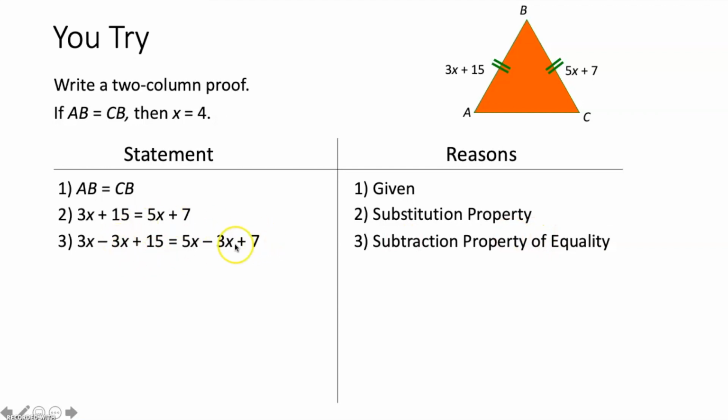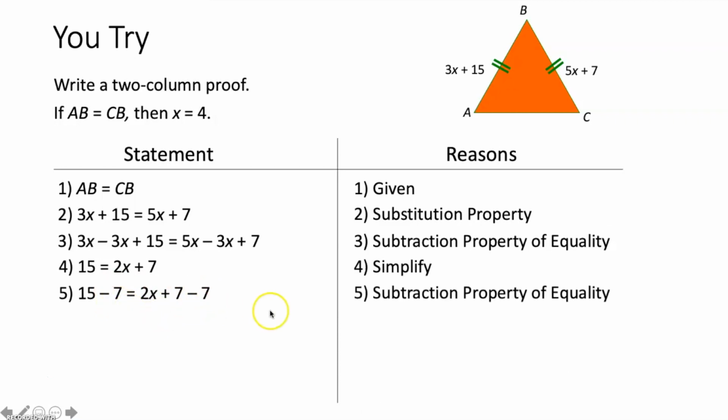Now I need to simplify this equation. So 3x minus 3x, those cancel each other out. Over here, 5x minus 3x, that just becomes 2x. Again, anytime you simplify, you just write simplify. Next, I need to solve for x. So how do I get x by itself? I need to get rid of this plus 7. So I subtract 7 on both sides of the equation. Anytime you do something to both sides of an equation, that's a property of equality. And since here we're subtracting, that's the subtraction property of equality.